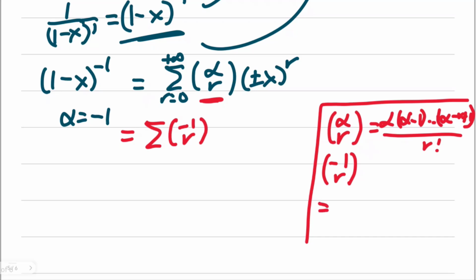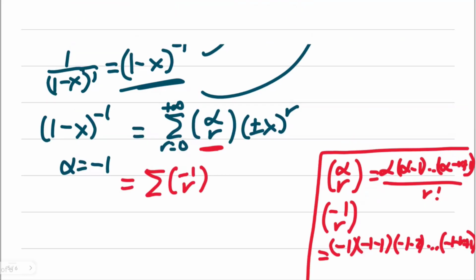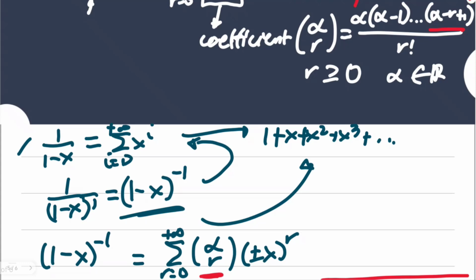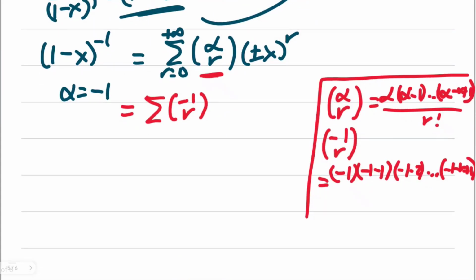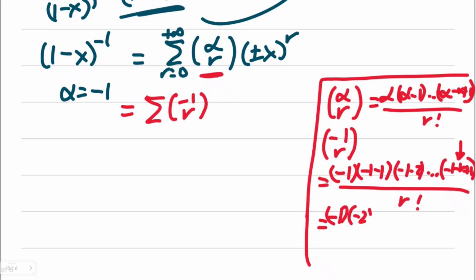which is just equal to negative 1 times negative 1 minus 1 times negative 1 minus 2 until you reach here negative 1 minus r plus 1. Okay, that's what is indicated here, alpha minus r plus 1, so negative 1 plus r minus 1 all over r factorial. This term here is actually just equal to negative 1 times negative 2 times negative 3 until you reach here negative 1 plus 1 is 0, so you have negative r over r factorial.